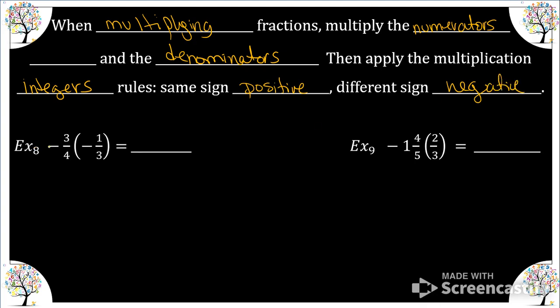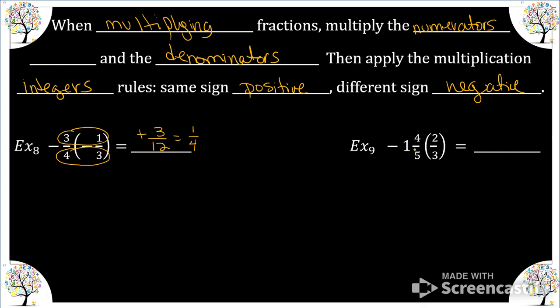So number 8, a negative times a negative is going to be a positive. And now we just multiply numerators, denominators, and then simplify to positive 1/4.